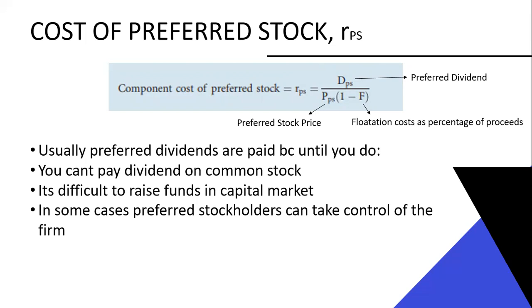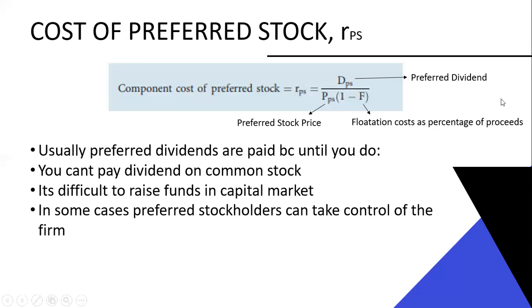And if you want to figure out what the cost of preferred stock is, again, we're trying to convert everything into interest rates. Well, here, this is the formula that you would use. Here you would take your preferred dividend and divide it by the preferred stock price multiplied by 1 minus the flotation cost as a percentage of proceeds. Now, this is an important formula for you to remember. So this is how you calculate the cost of preferred stock.